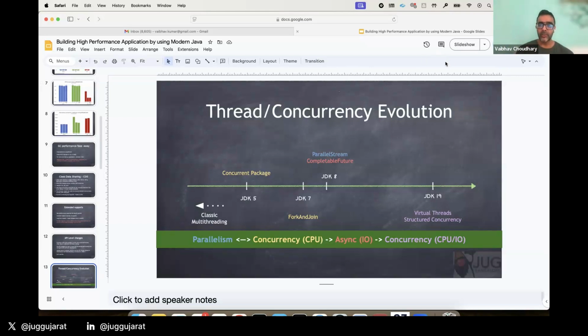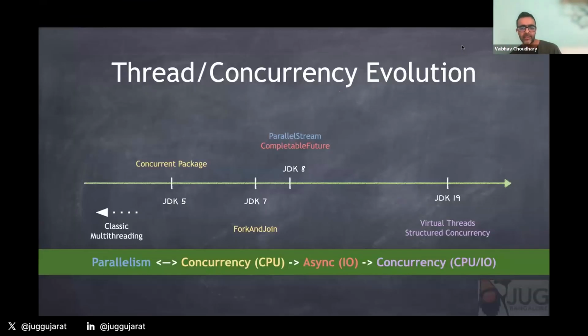Okay. So the story was up to the parallel stream, right? So parallel stream is JDK 8. You all have done and dusted with the parallel stream.